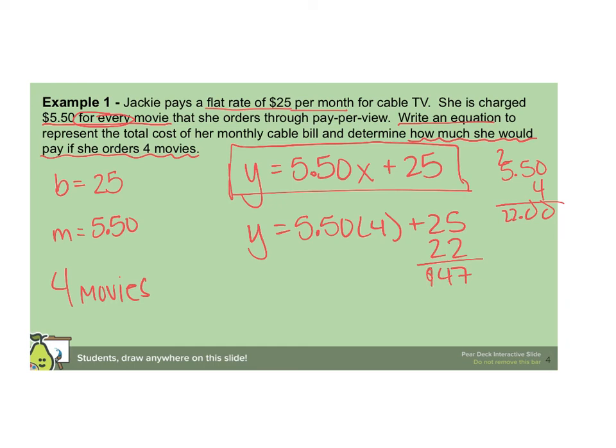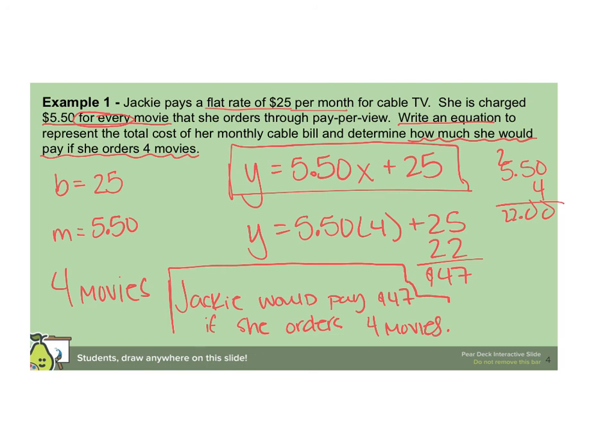So I'm going to write that in a sentence because it's a word problem. So how much would she pay? Jackie would pay $47 if she orders 4 movies. And that's the other part of the answer, so box it. And that's it. You have to find your M and your B, and then usually there's an extra number, and you have to decide, is that number that I'm plugging in, do I plug it in for X or do I plug it in for Y?